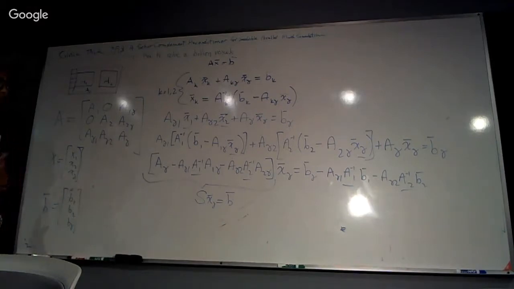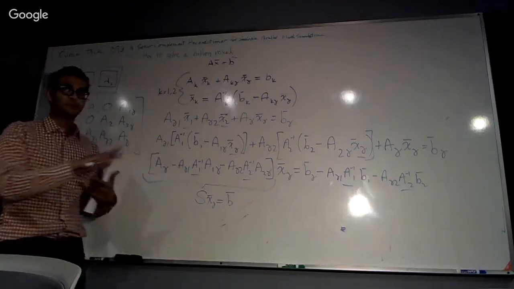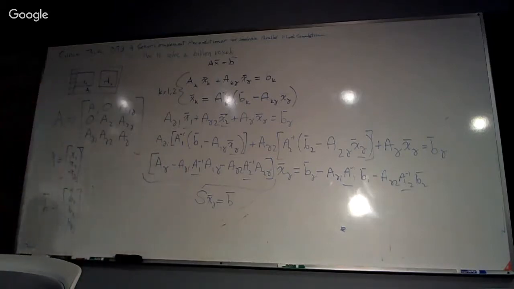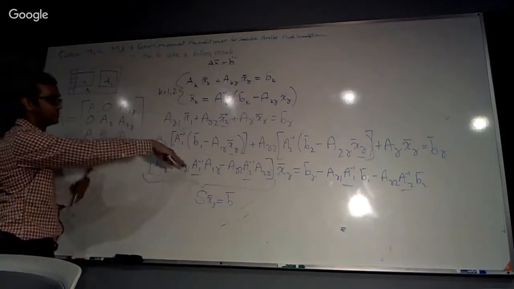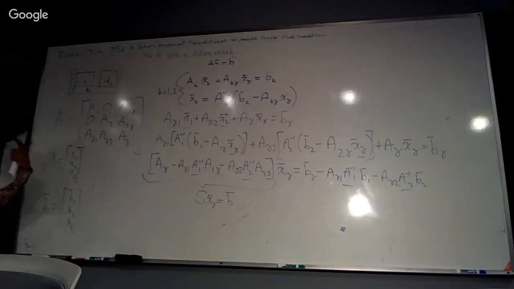But these systems that we're talking about are considerably smaller than our original big A. It's not like I've doubled my work where I now have to compute the inverse of these regions and then solve the whole thing. I'm solving much smaller systems.